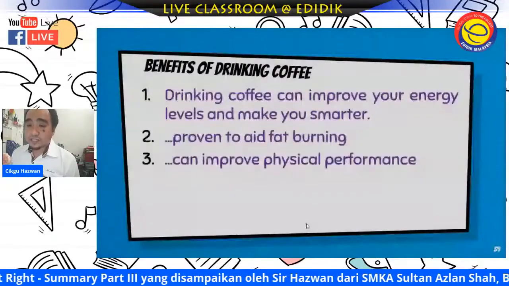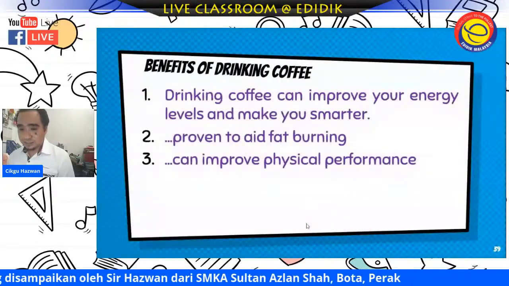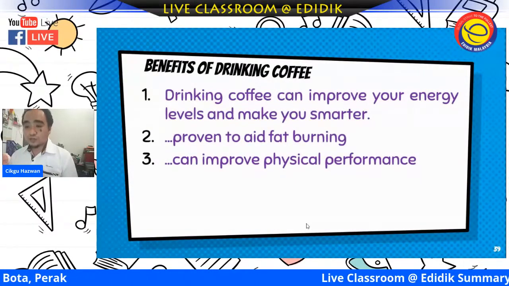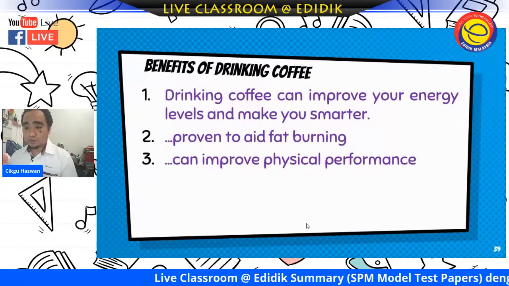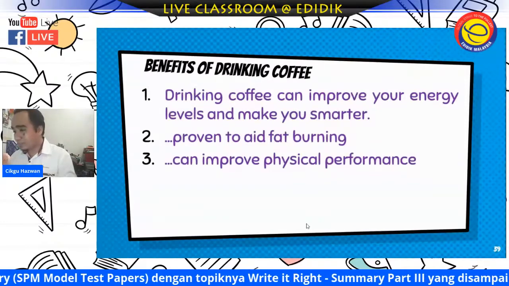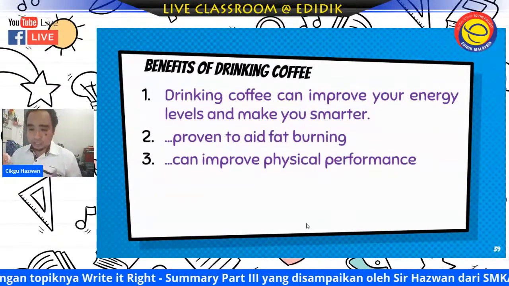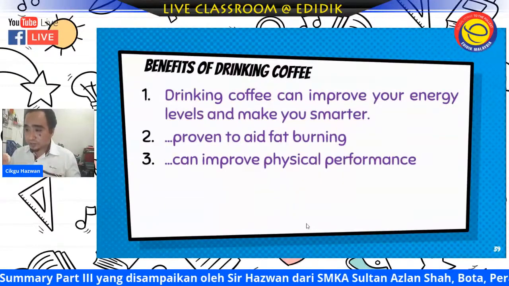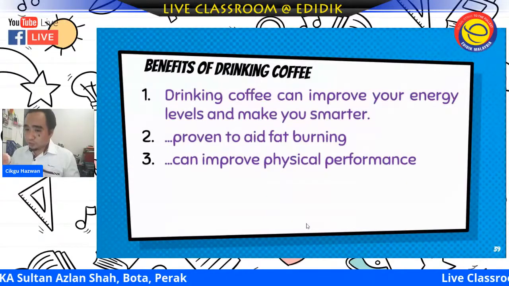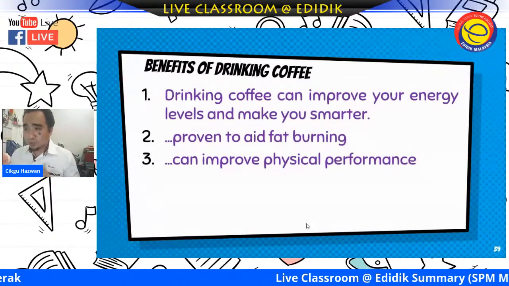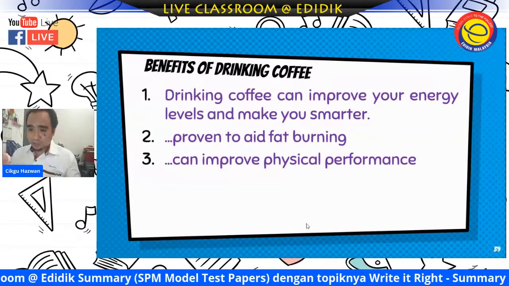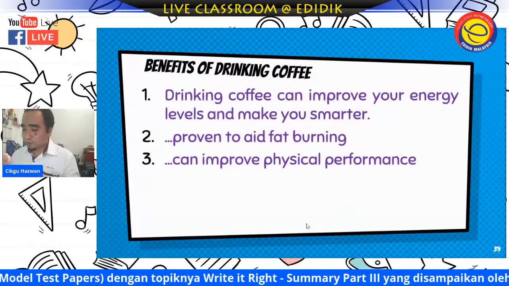So now we have 3 content points already. We have drinking coffee can improve your energy levels and make you smarter, proven to aid fat burning, and can improve physical performance. Remember, we are just looking for the points directly from the text. We haven't changed any word yet. We just take the words directly from the paragraph, because today we are going to summarize first. Maybe some of you are asking why we are not doing other types of summary, but now we are just taking the points directly from the paragraph.